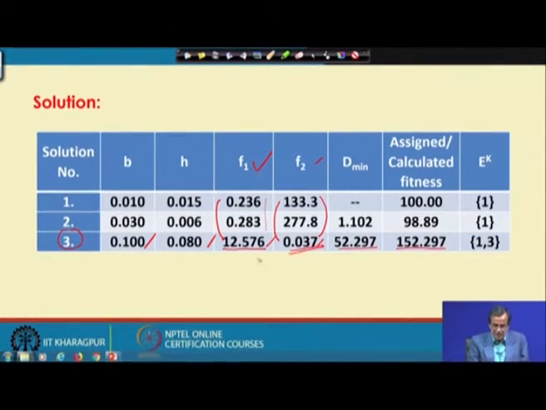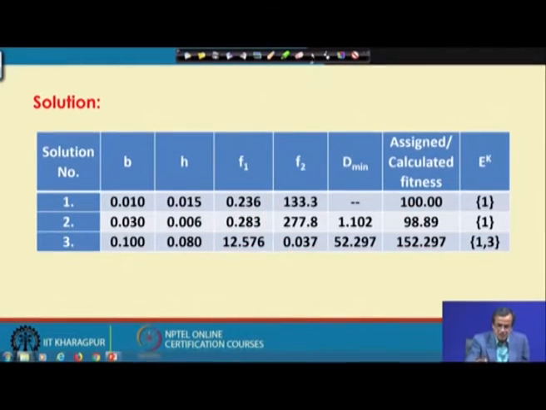Now, as it is found to be better compared to the already found elite solution in terms of at least one objective function, it is copied in the elite set. So, the solution 3 is copied in the elite set. So, the elite set will contain 1 and 3, and once you have selected here, let us see how to find out this D minimum and the calculated fitness.